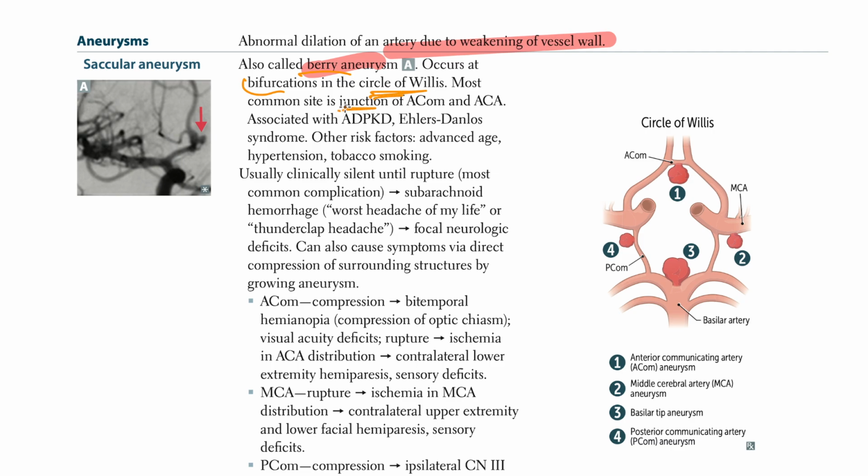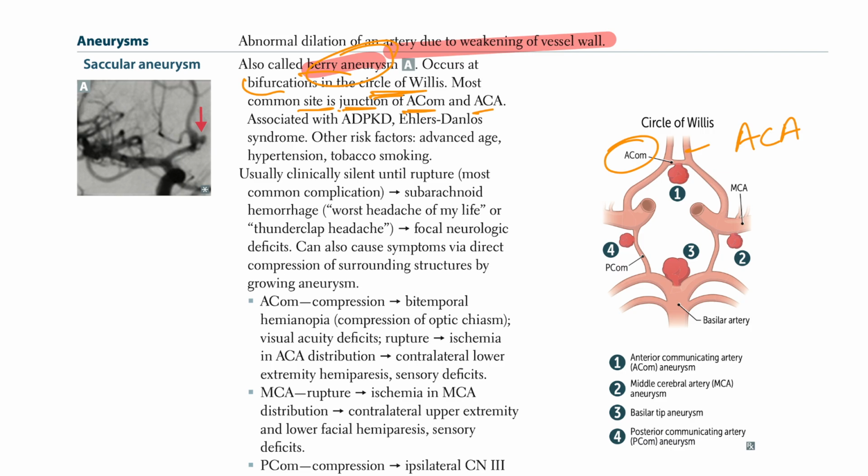Most common site is the junction of the ACOM and ACA. Let's take a look at ACOM and ACA. This is ACOM and this is ACA. At the junction of the anterior cerebral artery and ACOM, that's the most common site for this Berry aneurysm.